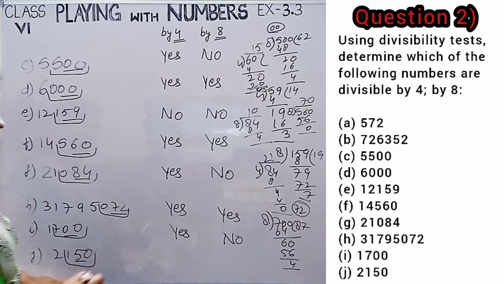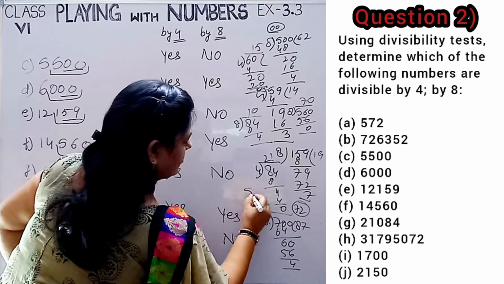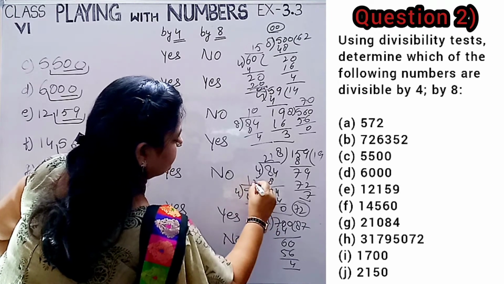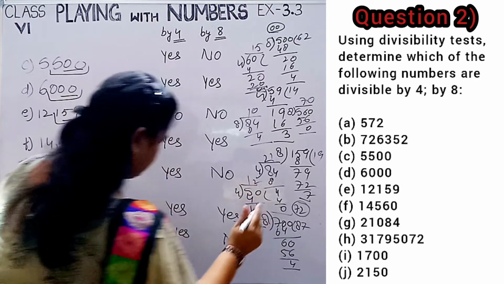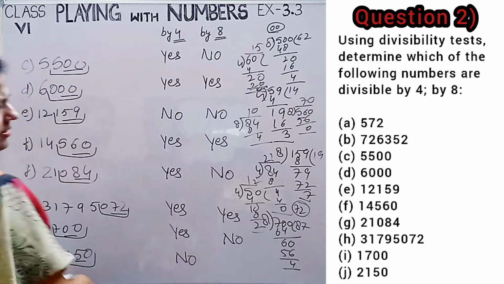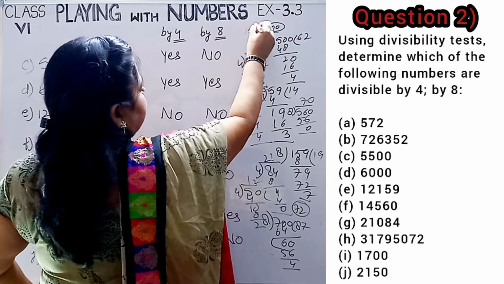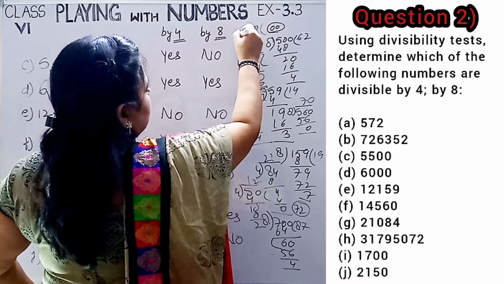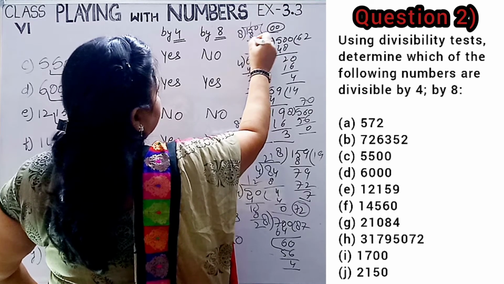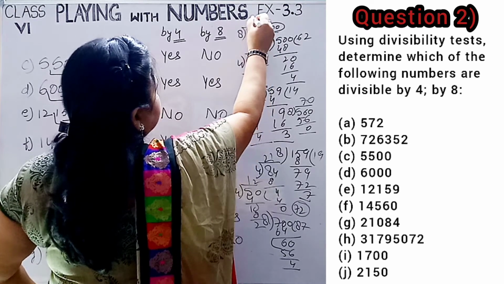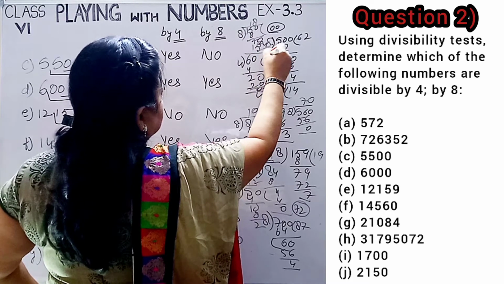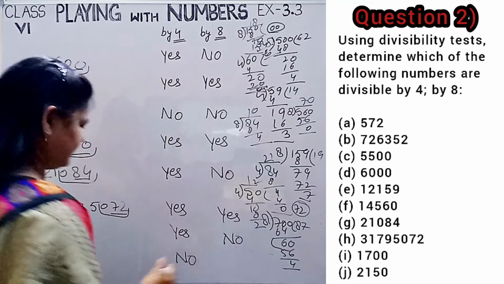The last part is 150. So the last two digits are 50. 4 ones are 4, 4 twos are 8. We have 2 remainder. So no, this is not divisible by 8. Answer is no. Next one, 150. The last 3 digits are 150. So 8 ones are 8, and 8 eights are 64. So 6 remainder. So no, this is not divisible by 8.